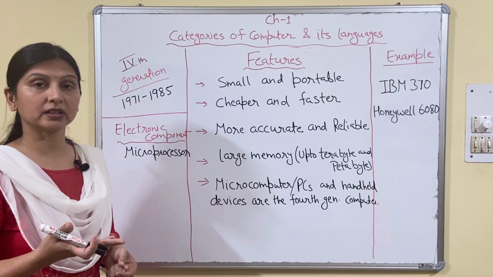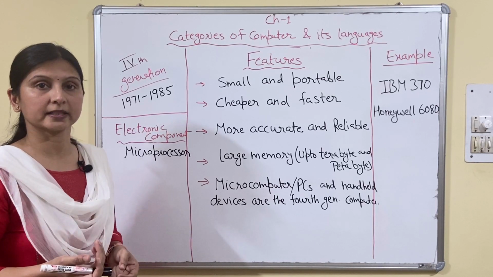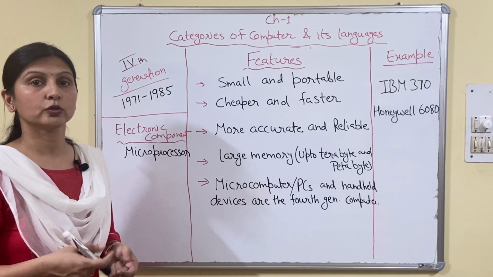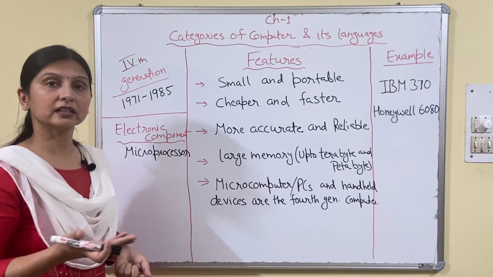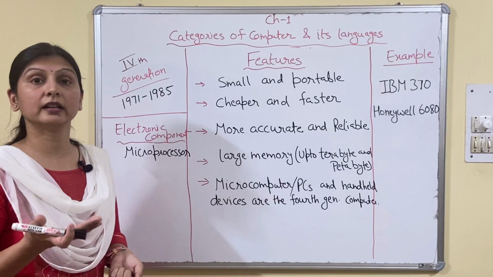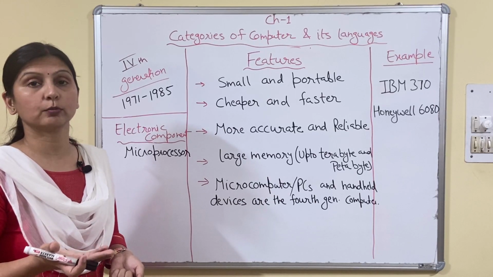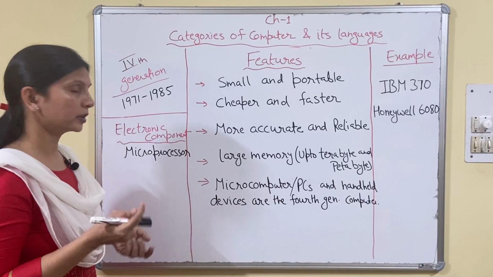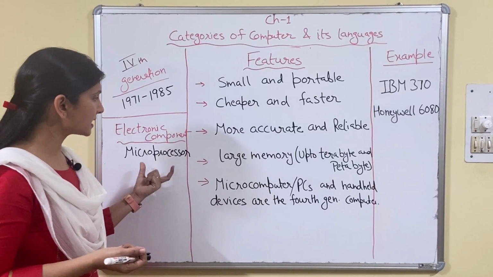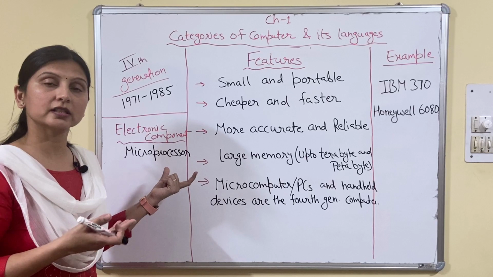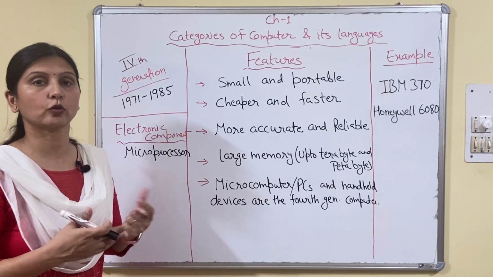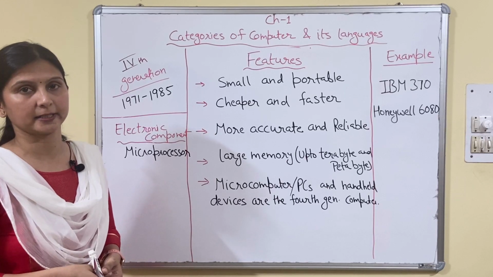So it's a chip containing thousands of ICs, and one IC contains 100 electronic components. So it means microprocessor contains even lakhs of electronic components on a single chip. So many electronic components on a single chip. And this is the processor, this is the CPU of the computer. This microprocessor is responsible for all types of computing and processing.